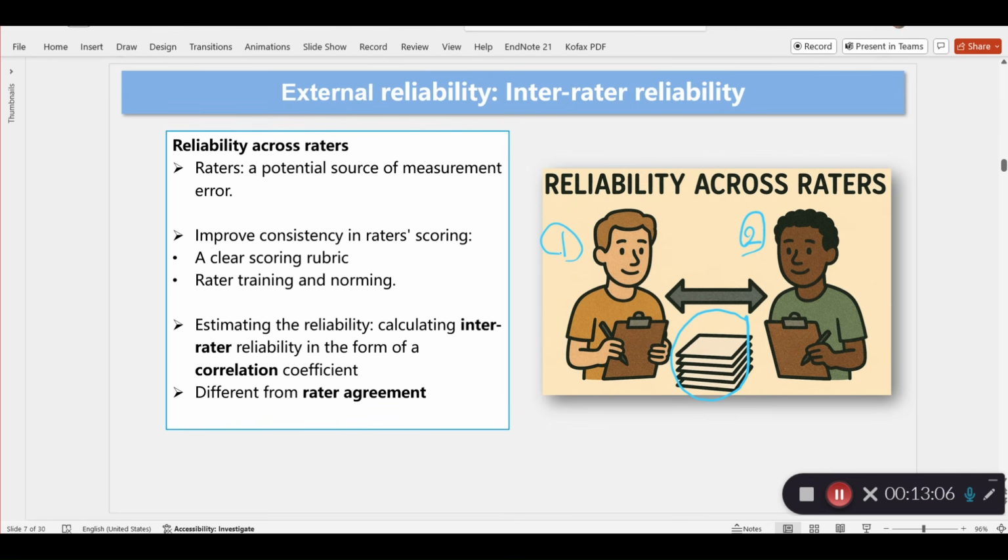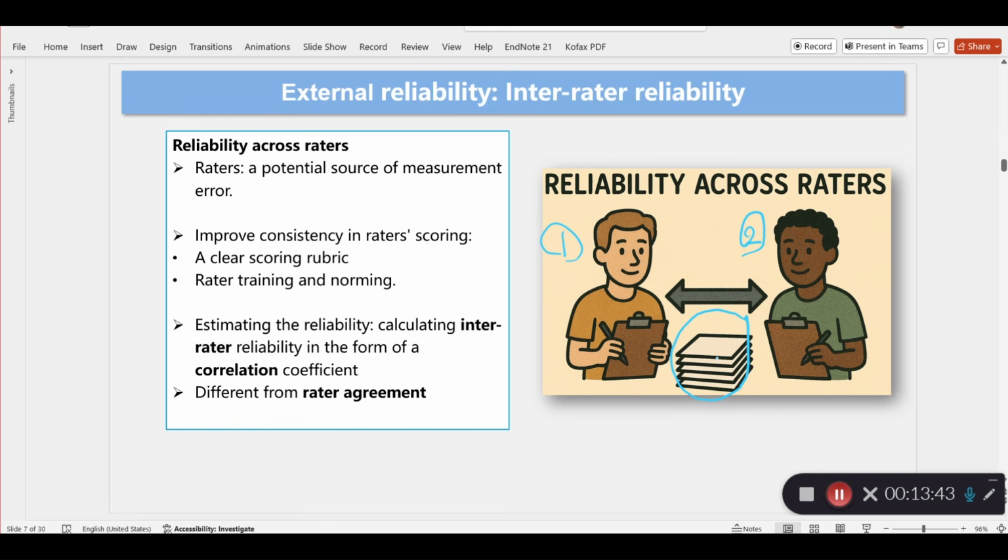At least two raters are necessary for this kind of inter-rater reliability analysis, because we know that raters are potential sources of measurement error. If rater 1, let's say, is more lenient compared with rater 2, then the scores that this person gives to the students would be obviously higher. And on the other hand, if one of the raters is more stringent, the scores will be lower. So that's one source of error, which is not attributed to students' performance or the construct that we are measuring, or the latent trait that we are measuring.